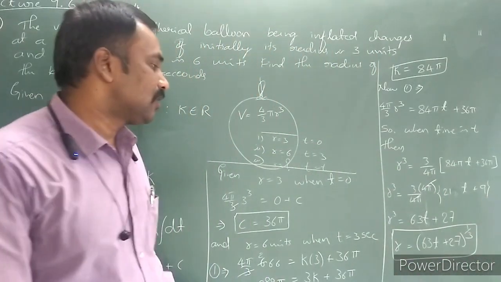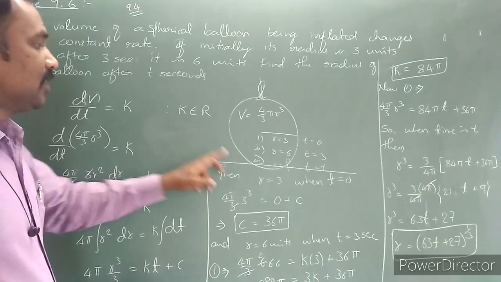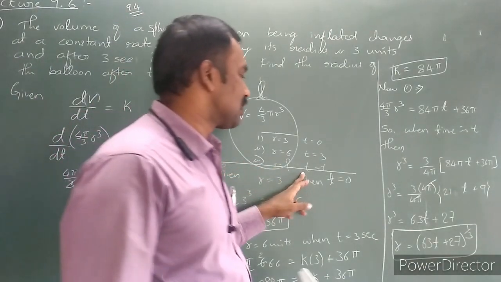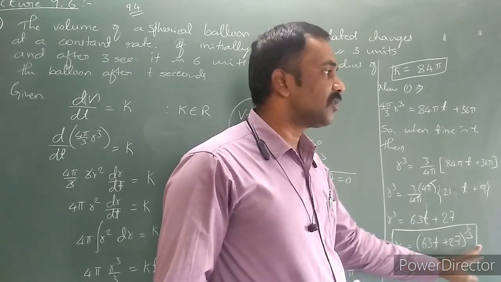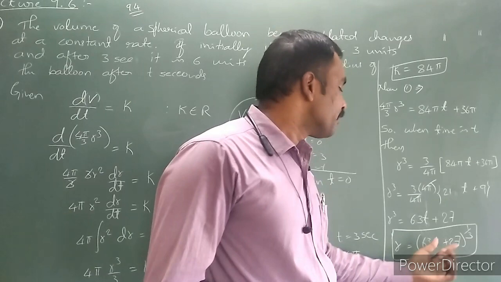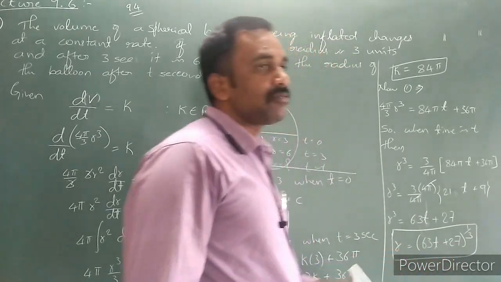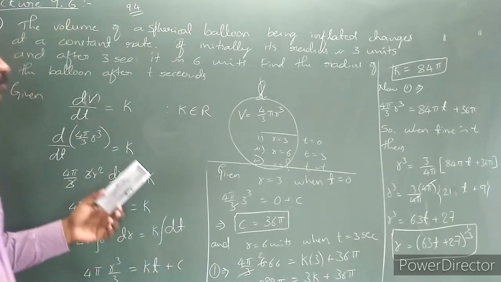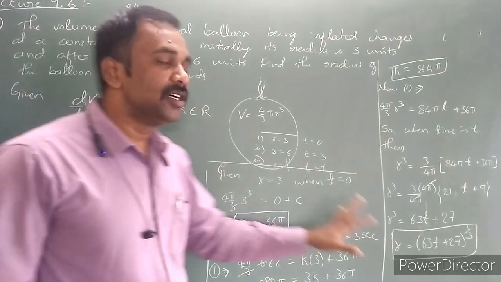This is the required radius of the spherical balloon whenever the time is t seconds. What is that? R is equal to 63t plus 27 whole power 1 by 3. Whole power 1 by 3 is nothing but the cube root. The cube root of 63t plus 27 is the required radius of the balloon for this particular condition. So this is how we have to solve the problem.